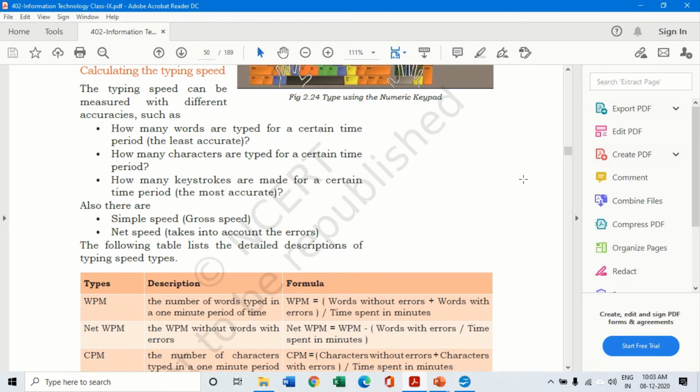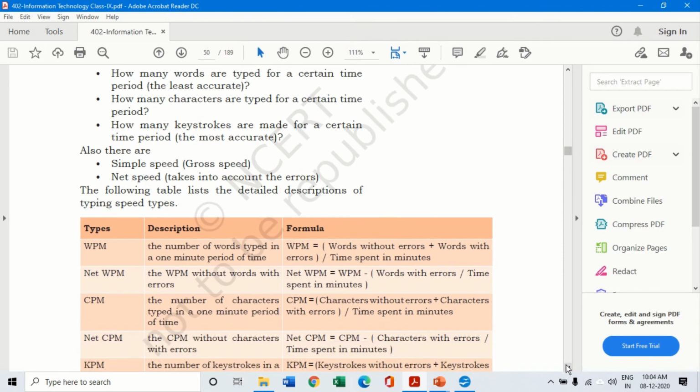Now this is your PDF note. I have just come to this PDF note, and here I would like to show you how the typing speed is calculated. So what are the methods of typing speed calculation? Here you have words per minute, characters per minute, and keystrokes per minute. That is the way we can calculate the speed of typing.